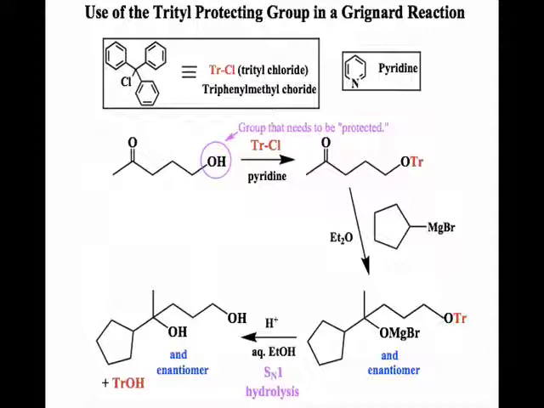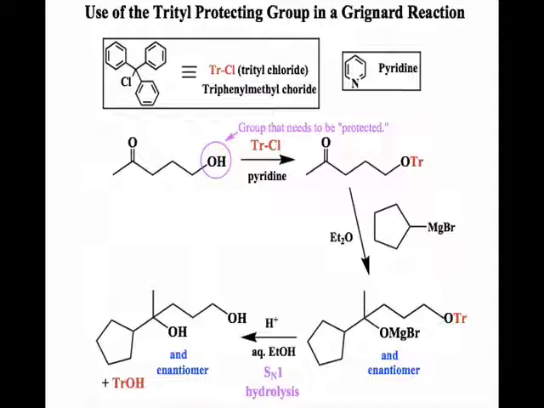The reason it comes off so easily, actually more easily than the tert-butyl one, is that if you think about a carbocation at this carbon, it's extremely stable because of all the resonance structures you can draw for it.